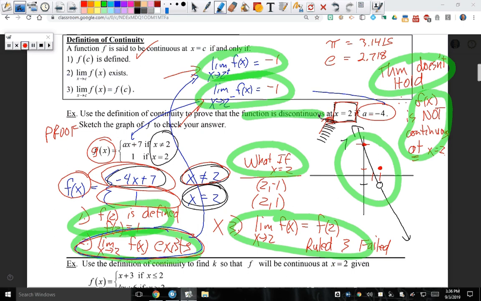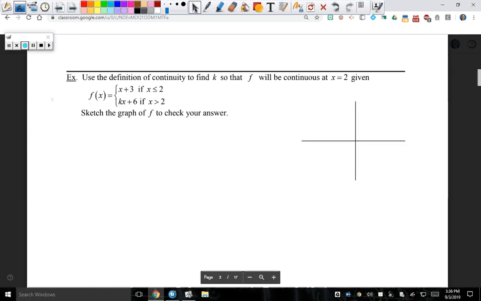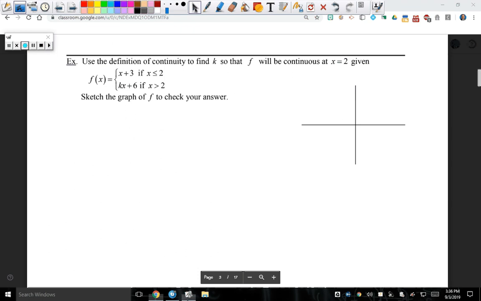Questions? Alright, so now it's your turn. I want you to put your brains together, everything that we just learned from this, and in groups, I want you to use the definition of continuity to find k so that f of x will be continuous at x equals 2. There's a lot of pieces up for grabs, okay?